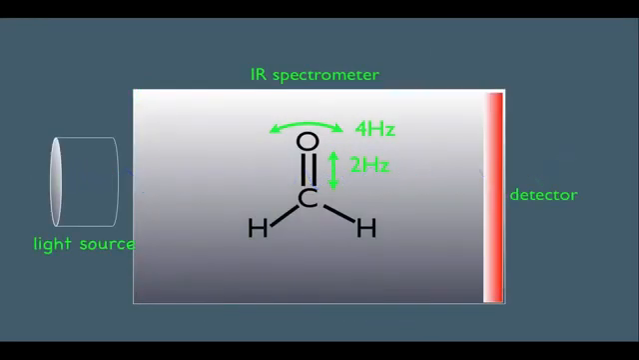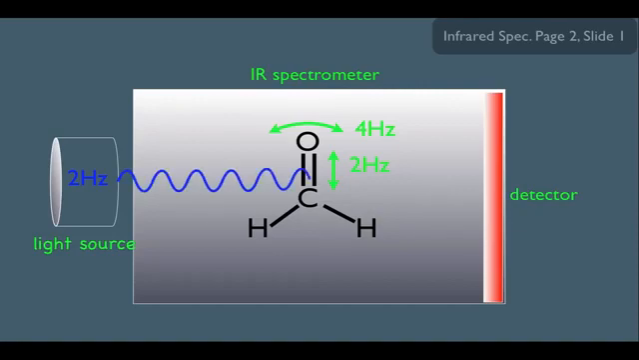Now, let's see what happens if we go back to our light source, and now let's set it at 2 Hz frequency light. If we shine this at the molecule, what's going to happen here is the molecule will actually absorb light at that frequency. And this right here is key to understanding how this machine works. Notice the frequency of the light that's being absorbed, 2 in this case, matches the frequency of the stretching.